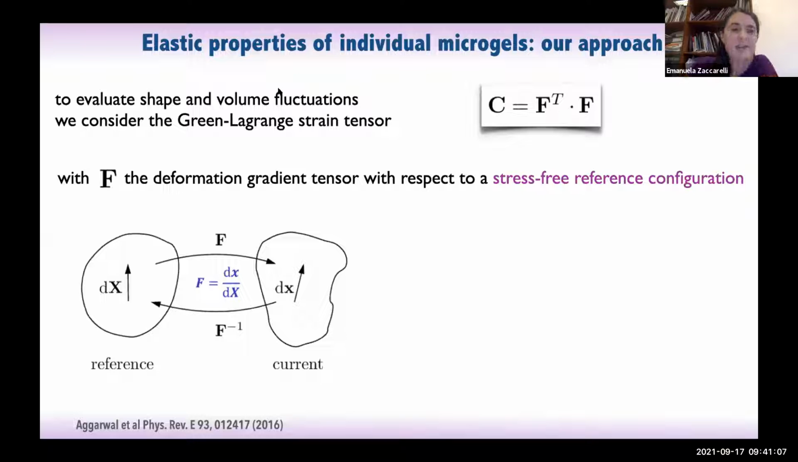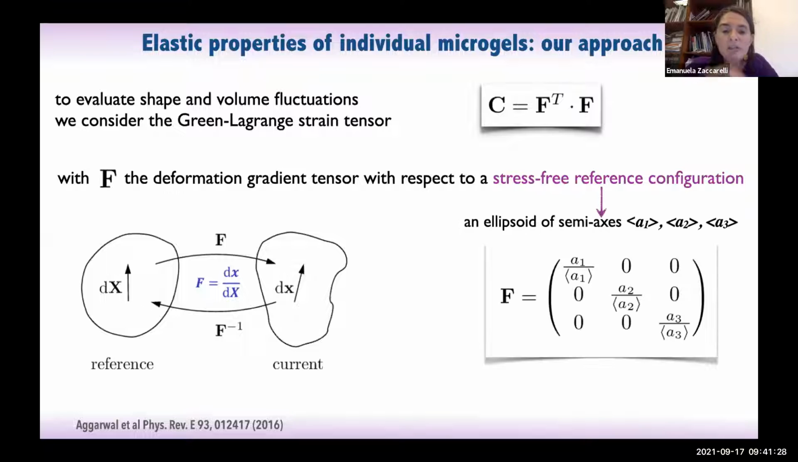And the idea is that we evaluate shape and volume fluctuations. And we do this by using elasticity theory. So we calculate the Green-Lagrange strain tensor of our microgel, that is defined like this, in terms of the deformation gradient tensor, defined like this, with respect to a reference configuration that is stress-free.